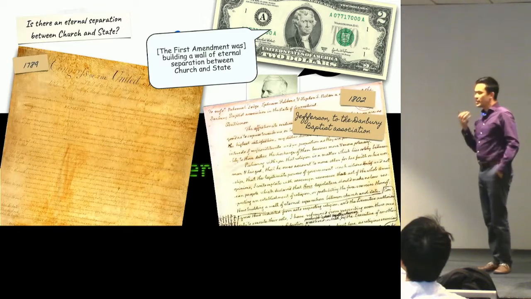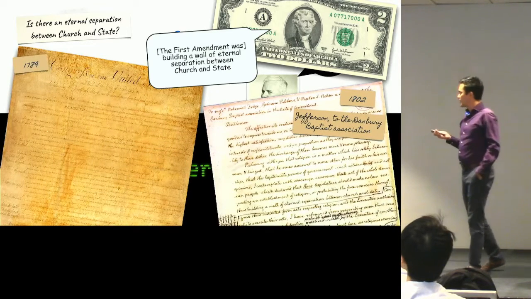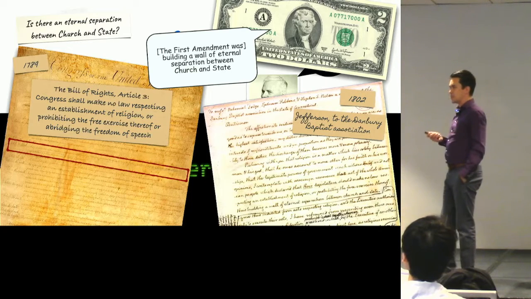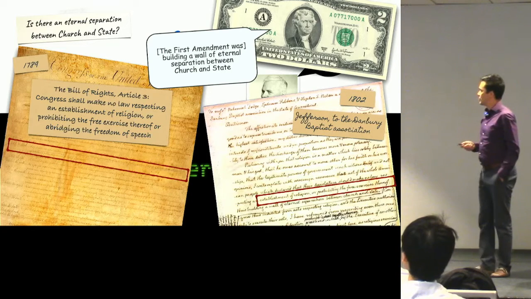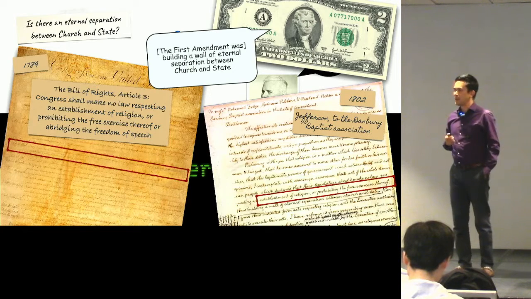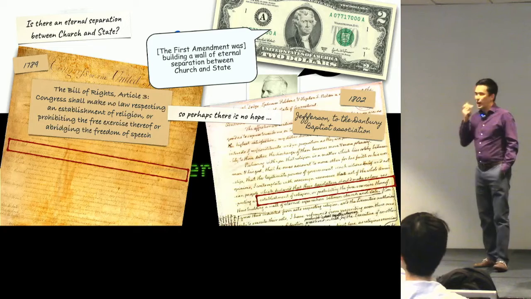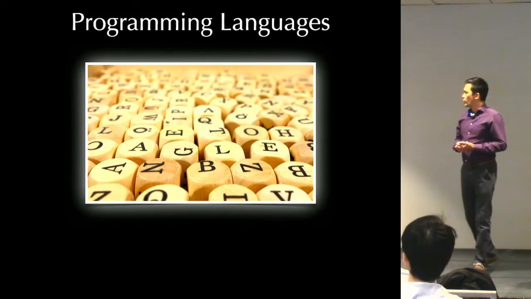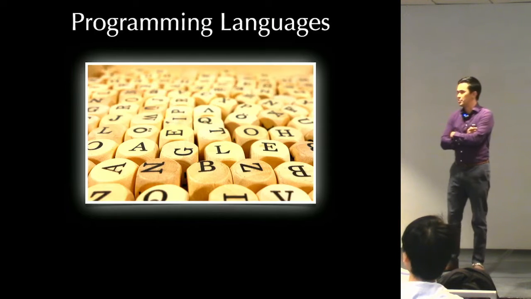Since we're doing history, I thought I'd flash up on the left-hand side the Bill of Rights, where Article 3 is saying that there should be a separation between these two things, and then his explanation to the Danbury Baptist Association that indeed that's what they meant. So perhaps there's no hope of making these two things come together, but we should try. So let's have a look at the history of programming languages.